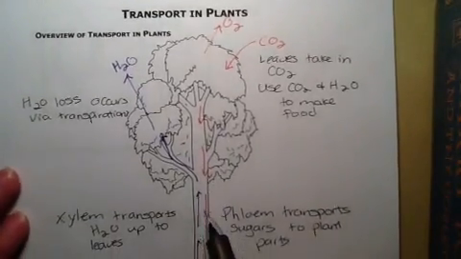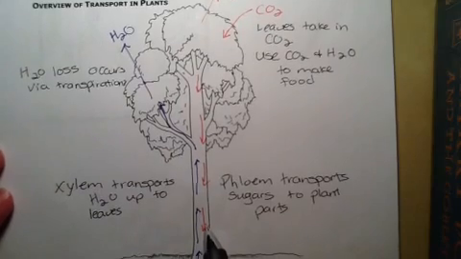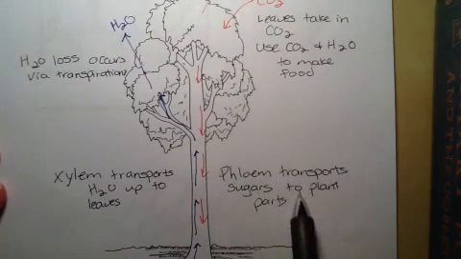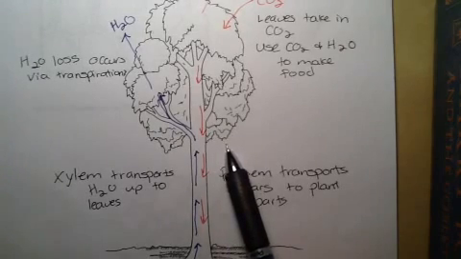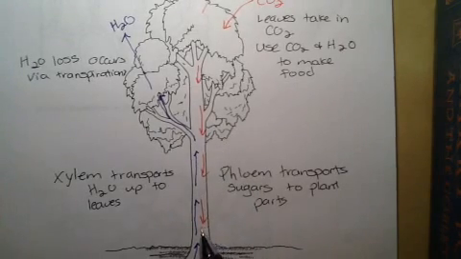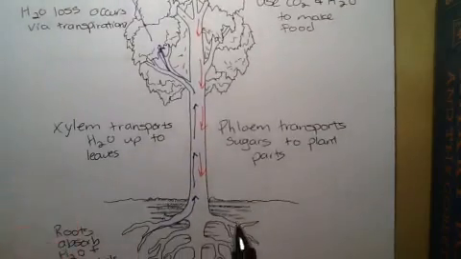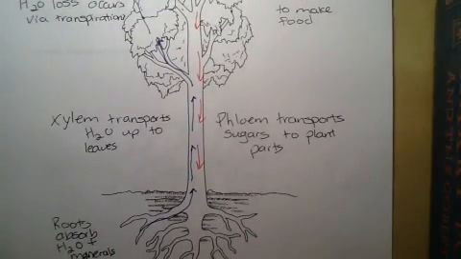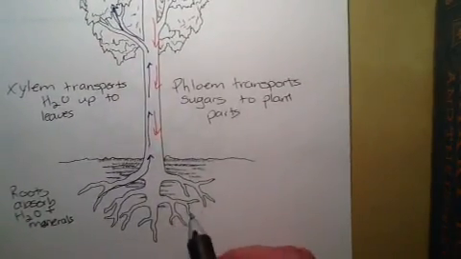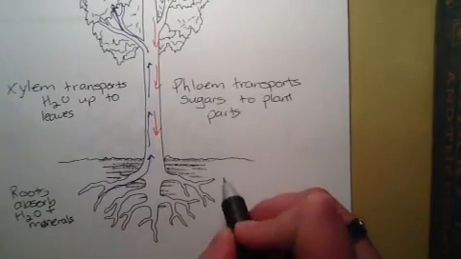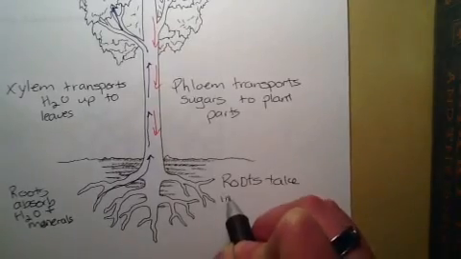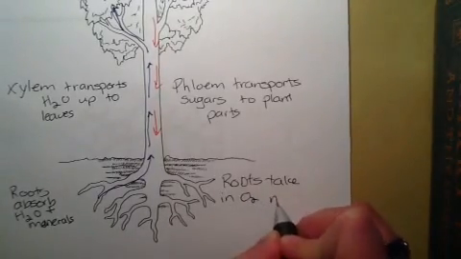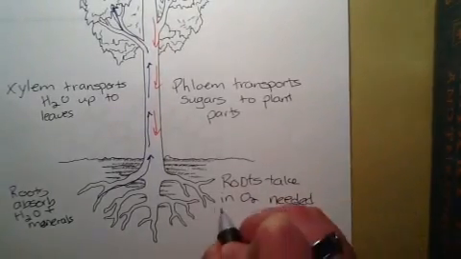Then that glucose is going to go down the phloem. The phloem transports sugars to plant parts wherever they might be needed: leaves that maybe aren't doing enough, the stem, the trunk, whatever. Eventually it's going to reach the roots, where it's going to be stored. It's called the sink. And roots take in oxygen needed for cellular respiration.